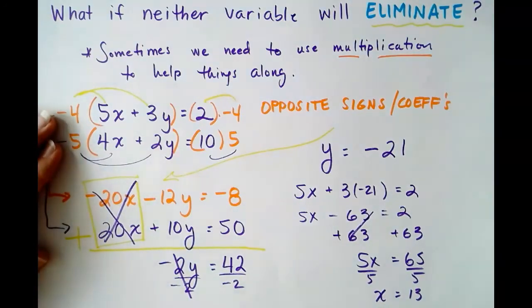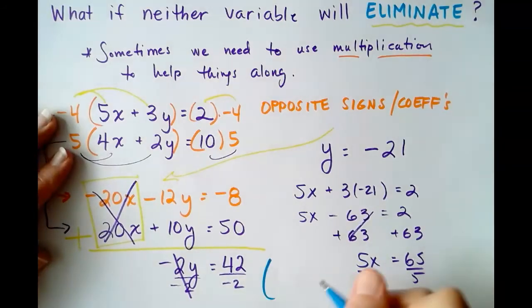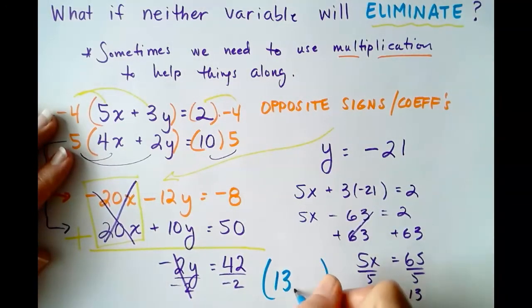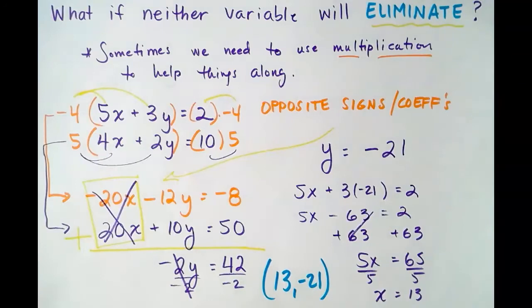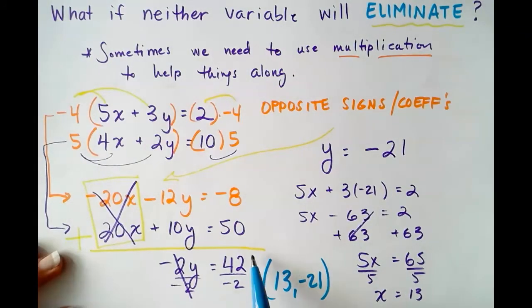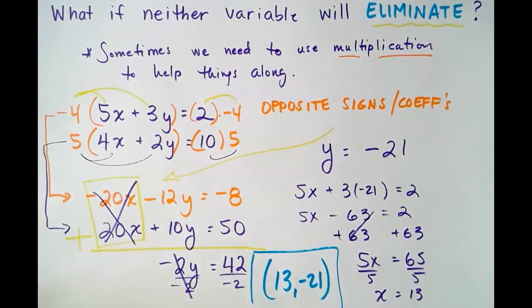So we've got our solution. Remember, the solutions come in the form of x comma y. So our solution is 13 and negative 21. So this is a good example to remind you of why the graphing method doesn't always work. Or it works, but it's not always easy. This one would not fit very well on our graph paper because it goes over 13 and down negative 21.